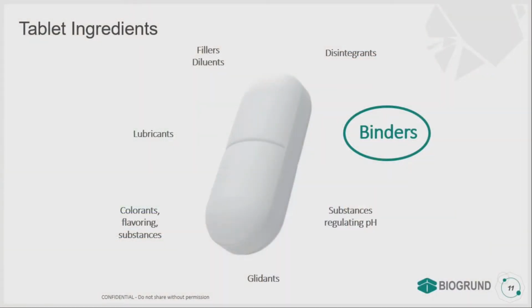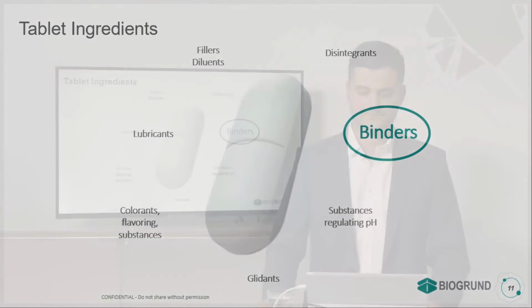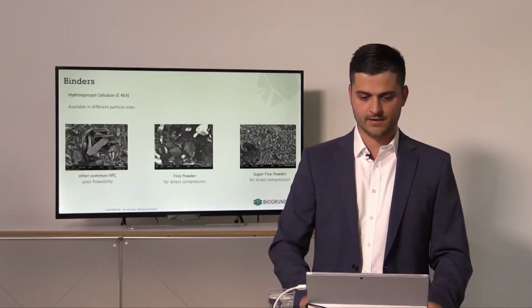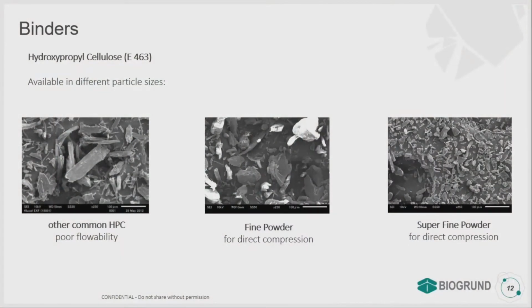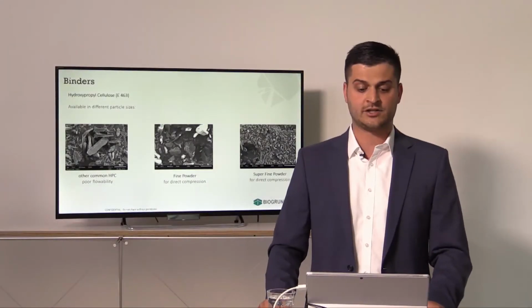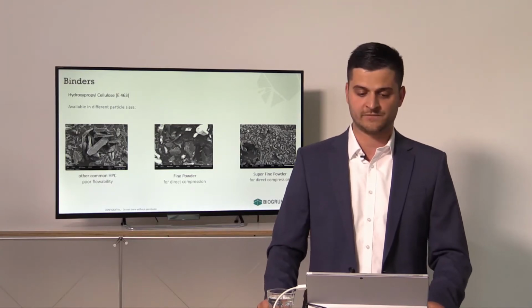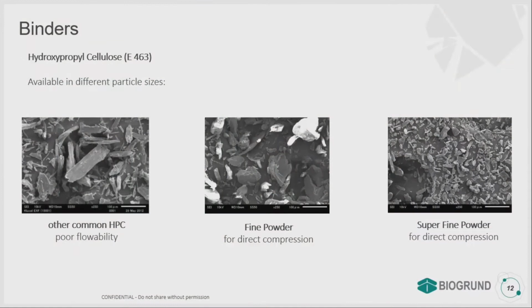A pharma binder in general is what essentially holds together the ingredients of a solid oral dosage form. Let us take a closer look at the microscopic pictures of commonly used binders again. On the left is common HPC. It again has sharp edges that prevent the powder from flowing properly. In the middle is the fine powder, with small particles, which enables the formation of interparticular bridges during the compaction process. And on the right, we have the superfine powder, which can get into small gaps in between non-roundish particles.